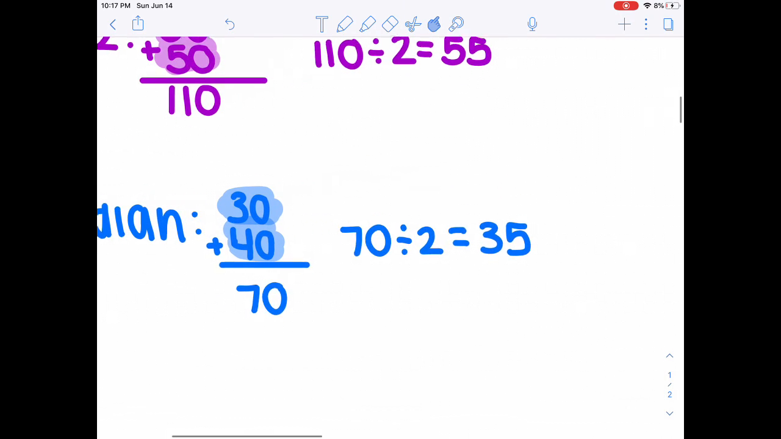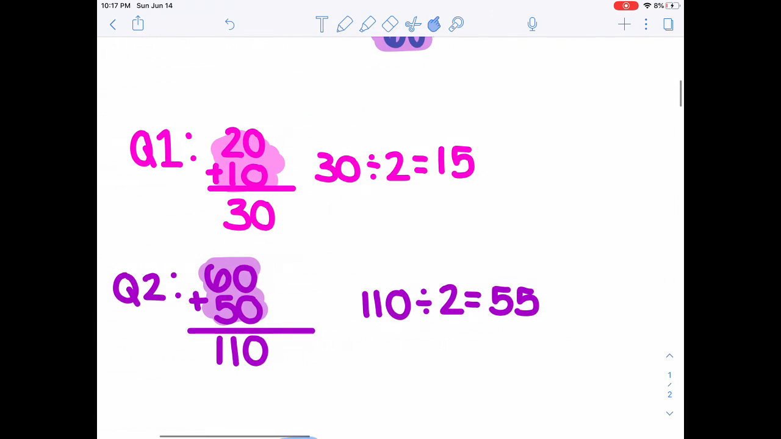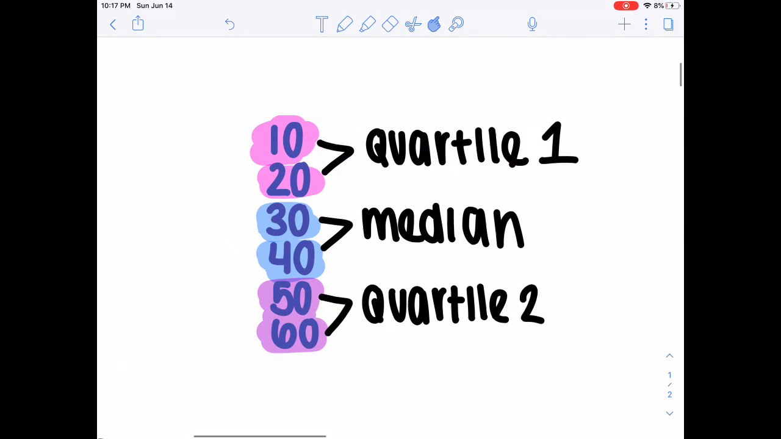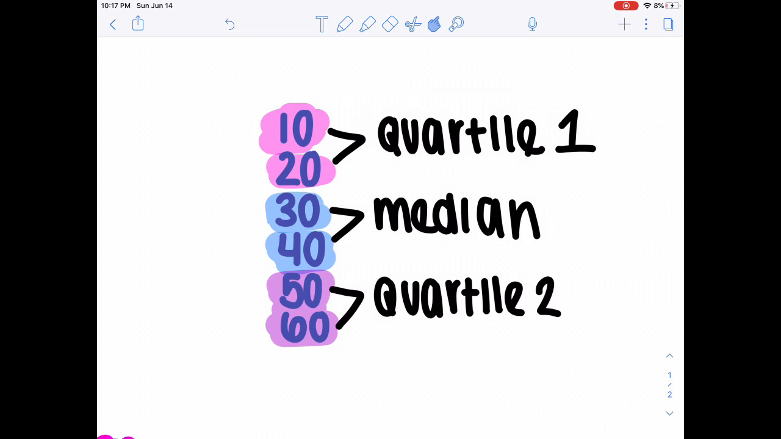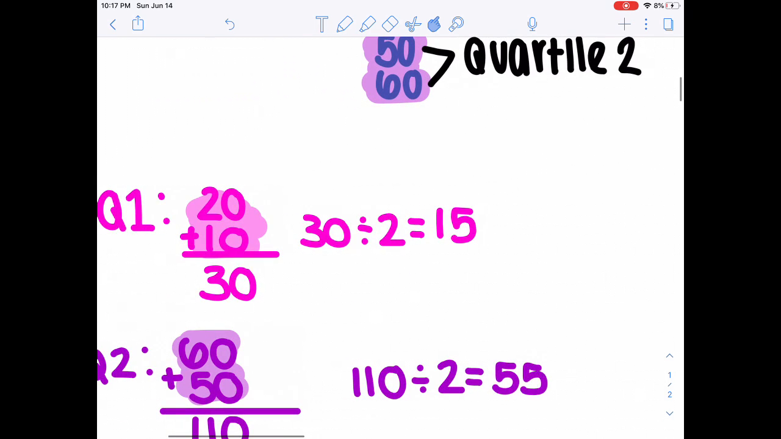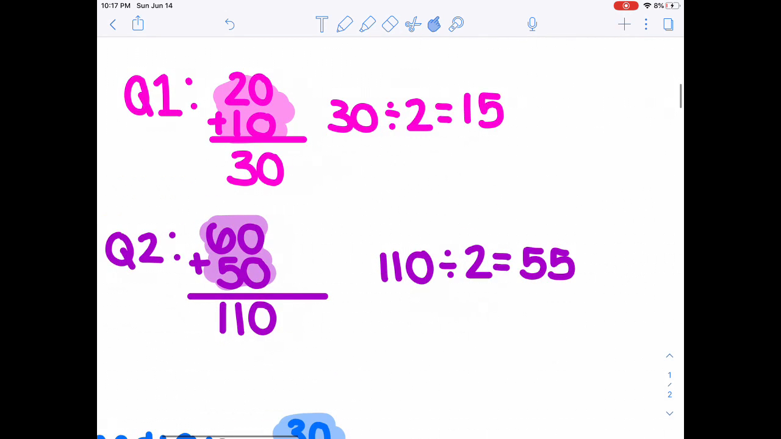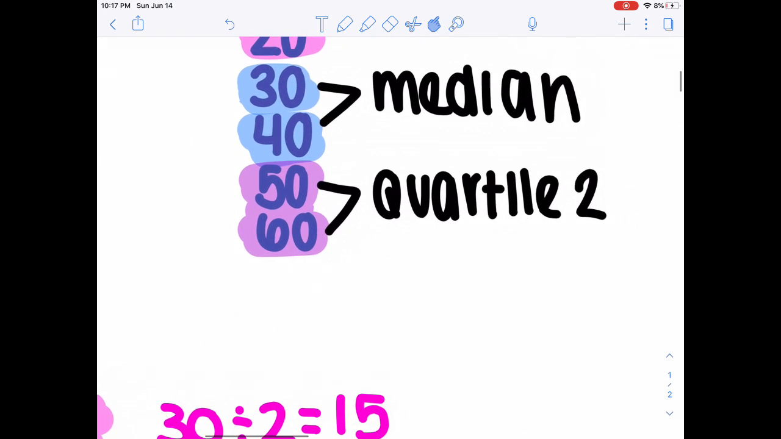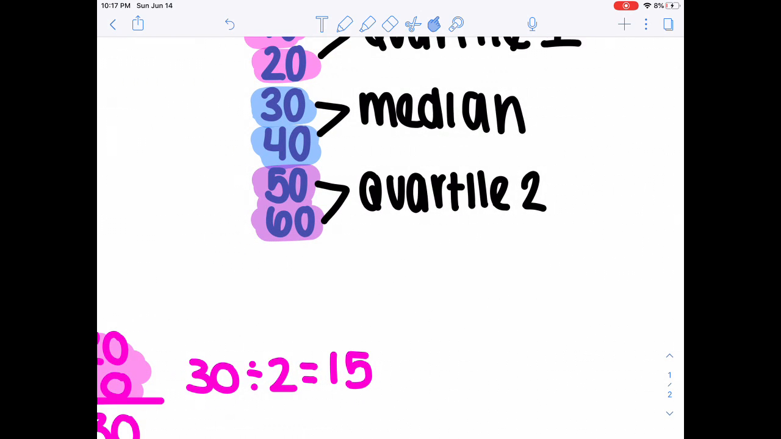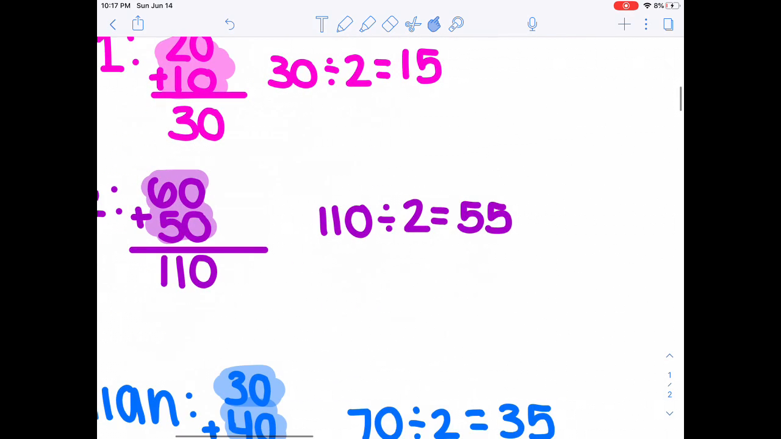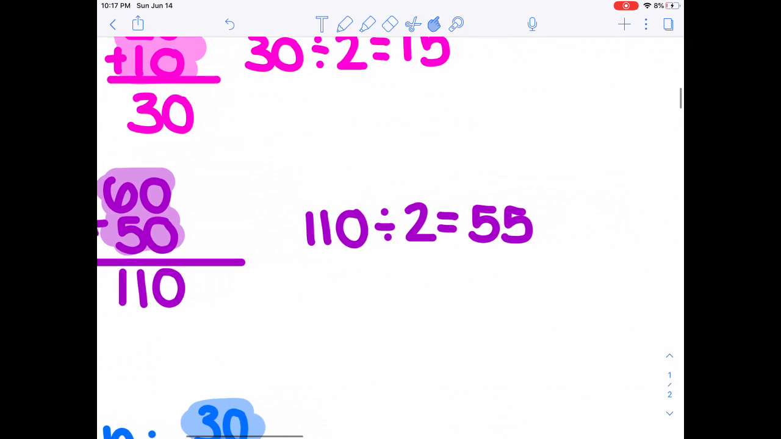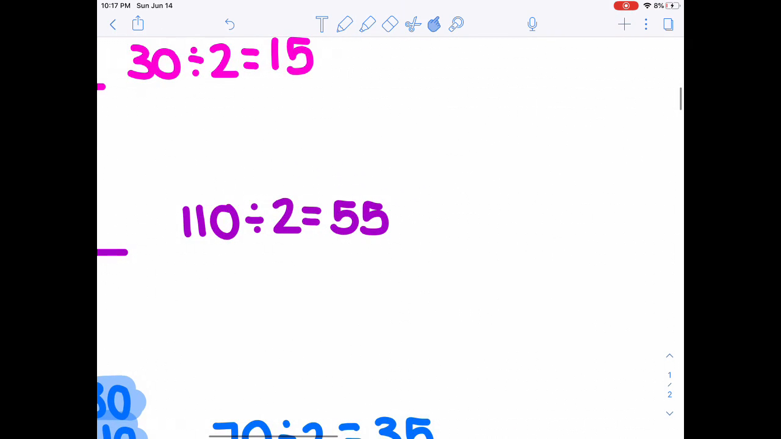The next step is to find your quartiles. So quartile number 1 will be found with the first two numbers on the top, 10 and 20. Add 10 and 20 and you'll get 30. Once you have 30, you're going to divide it by 2, which gives you 15. To find your next quartile, you're going to take the last two numbers, 50 and 60, and add them up. That will give you 110. Next, you're going to take 110 and divide it by 2, which gives you 55.